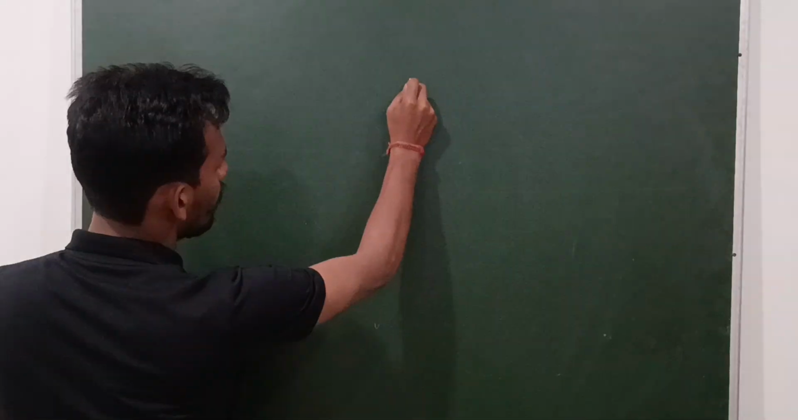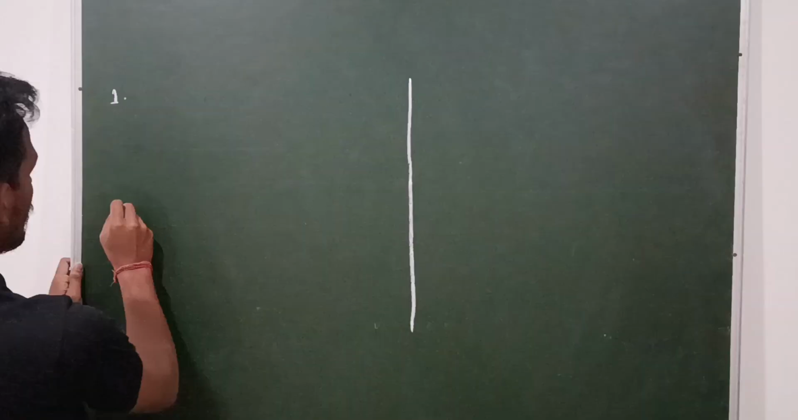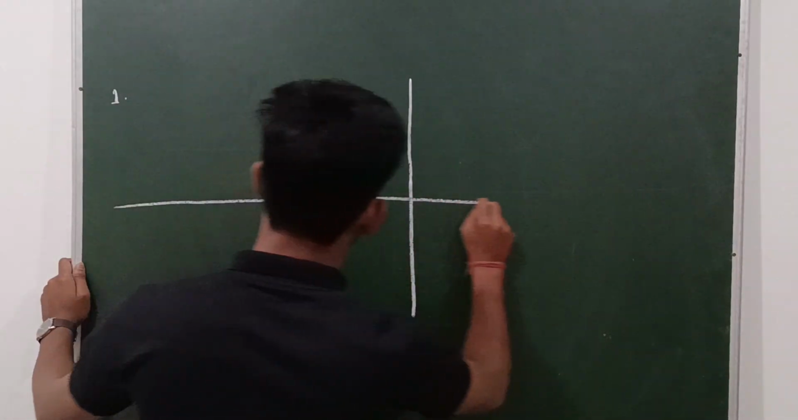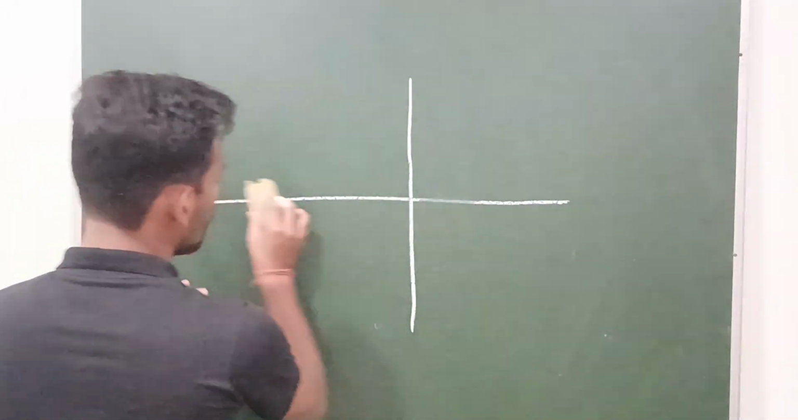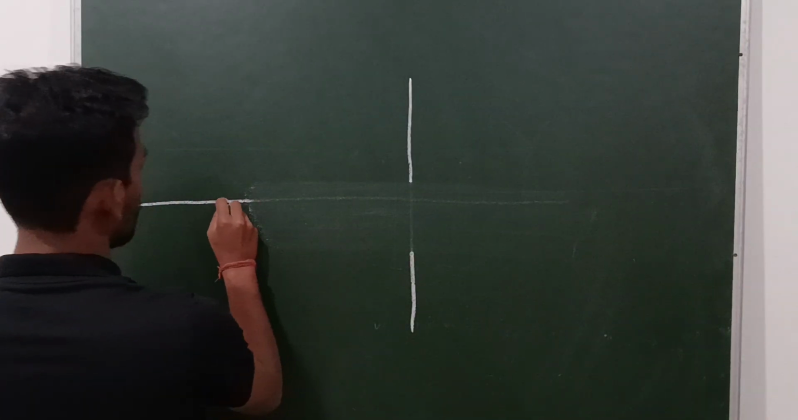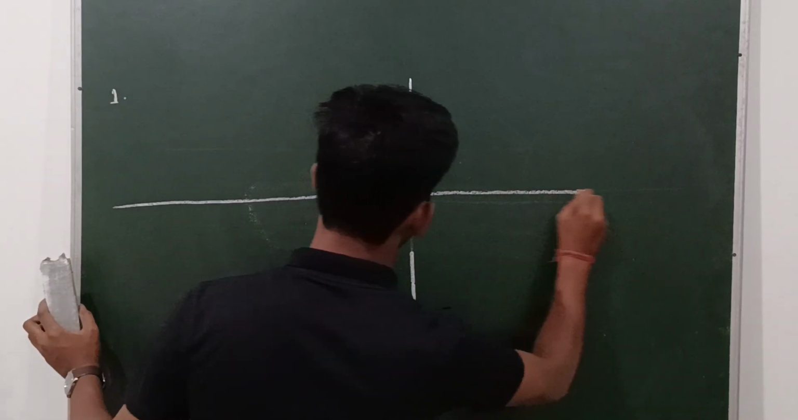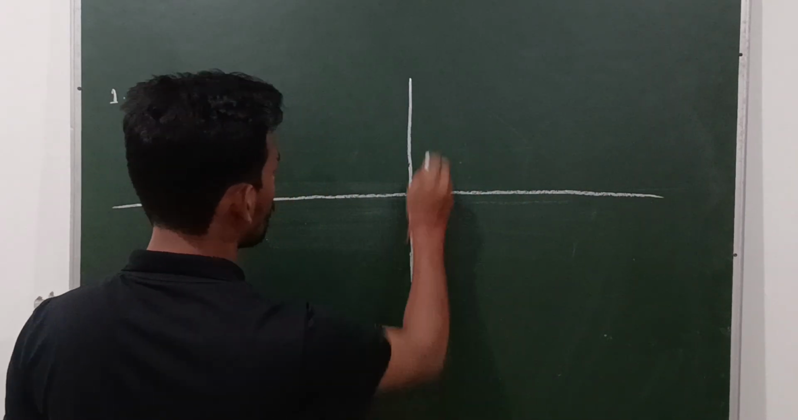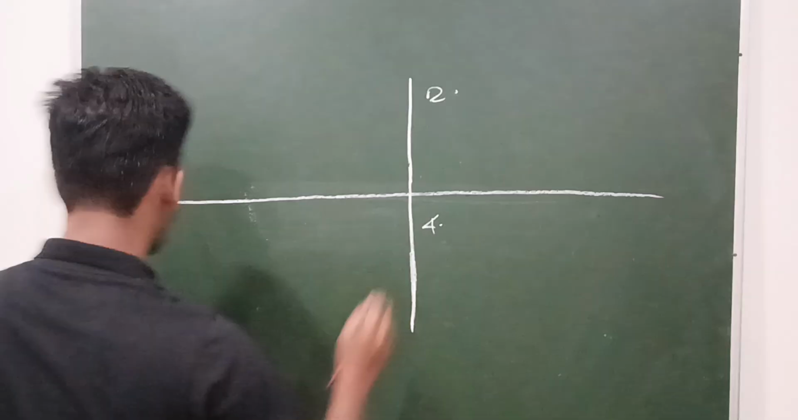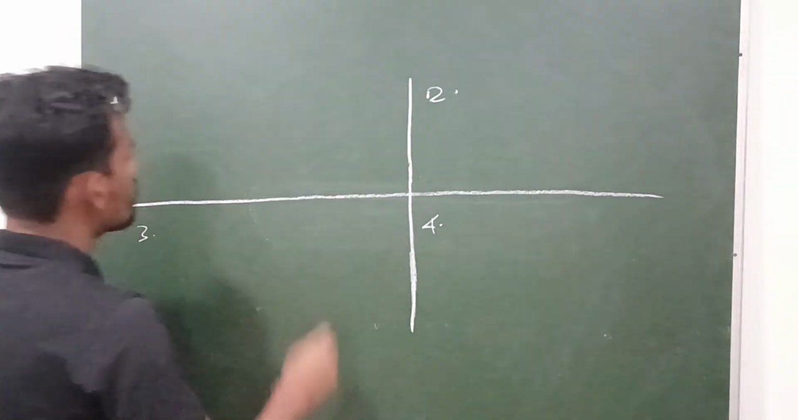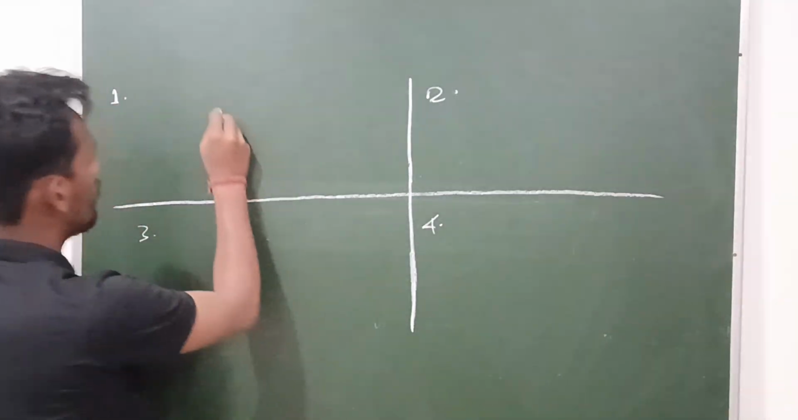So we will draw 4 rules. Number 1, 2, 3 and 4. First one, in case of concave.